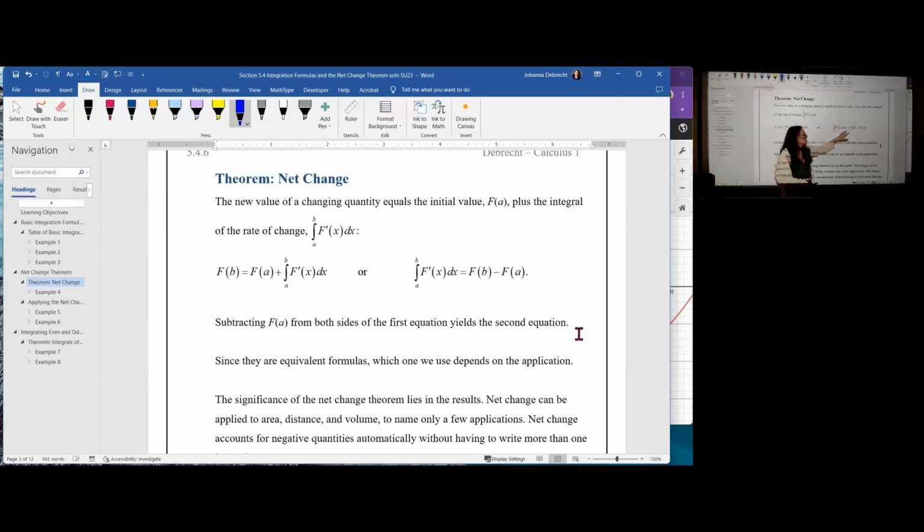But we could also just write it in terms of what we had in the Fundamental Theorem of Calculus Part 2. The definite integral from a to b of f prime of x dx is f of b minus f of a. If you were to subtract or add f of a from both sides here, you would get the formula that you see here. They're equivalent formulas, so which one you apply just depends on what you're looking for. The significance of the net change theorem is in the results. We can think about net change to area or velocity or position, just to name a few of the applications.